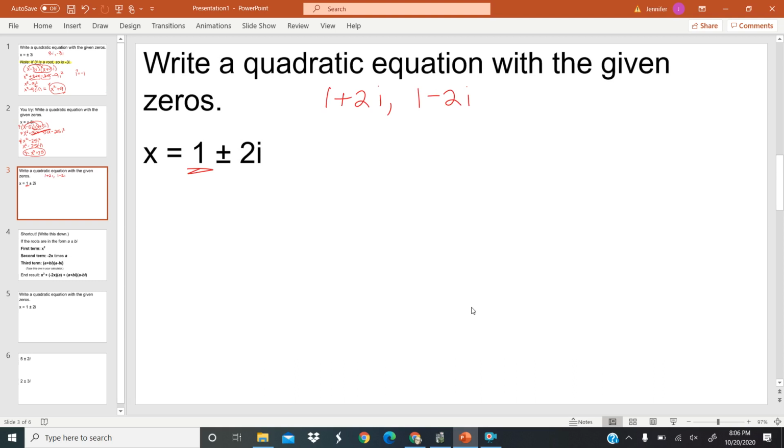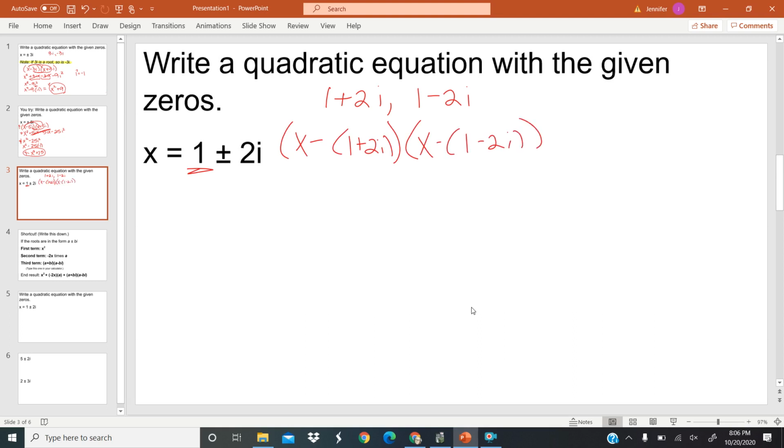So you guys don't have to write this slide down, but I want you to see me go through it. And then I'm going to show you how to do it in a quicker way. So our two factors from this are going to be x minus 1 plus 2i and x minus 1 minus 2i.